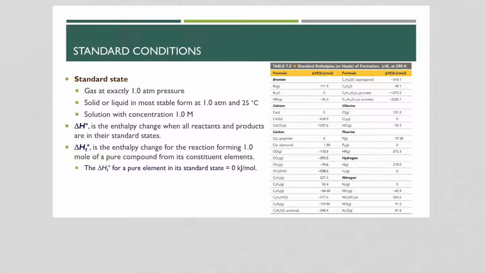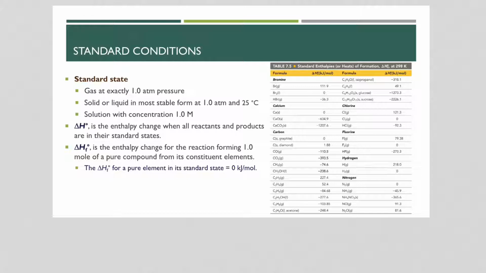And we talk about standard conditions, or standard temperature and pressure for a gas, right? 1 atmosphere, 0 degrees Celsius. So standard conditions can be applied to all forms of matter, and they're defined in the following way. What we call the standard state of something, if it's a gas, is a gas at exactly 1 atmosphere pressure.